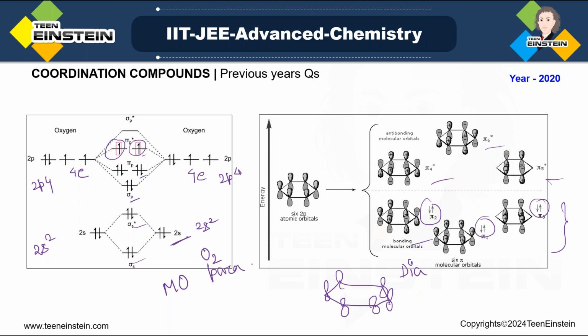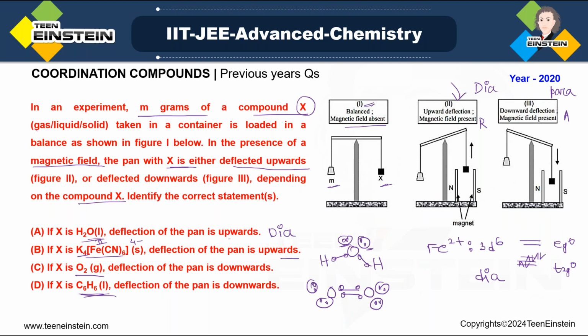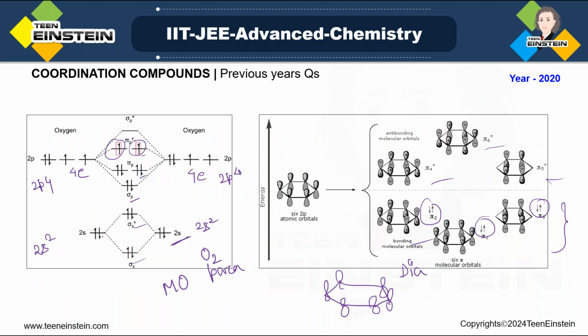Now come to the previous information. Okay. So here the first one is correct. The second one, that also we have seen is correct because it is diamagnetic. Now oxygen, as it is paramagnetic, so it must be attracted. So this is also true. But for benzene, it should be upward, not downward, because it is not paramagnetic. So this is wrong. So here correct options are A, B, and C.